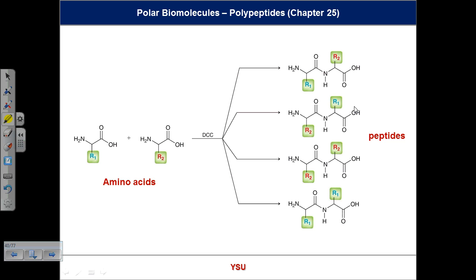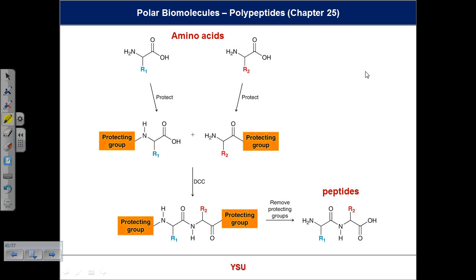But making it is difficult because if you have two letters here, A and B, and you simply mix them without any protecting groups, you get all possible products. Because this end of the molecule can react with another molecule of itself, or it could react with this, and this can react with itself, and you get 4 possibilities. This is exactly the same as the crossed aldol, crossed Claisen problem. You're going to get mixtures.